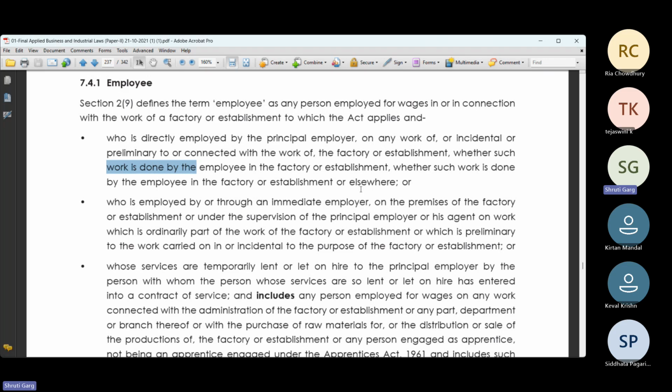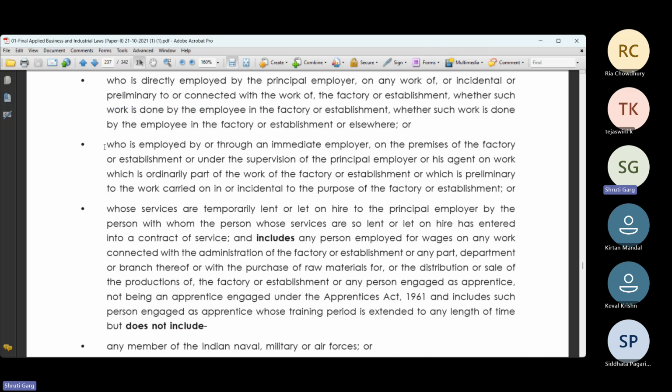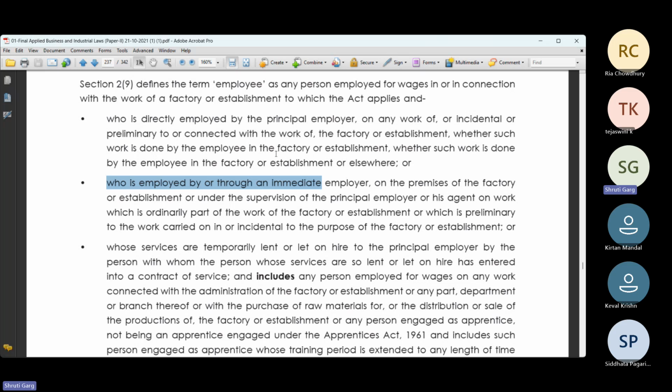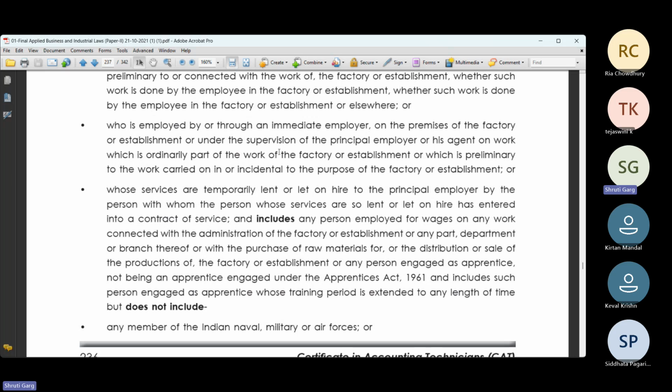No matter, if it is an employee who is directly employed by the principal employer, it will be covered in the definition of the employee. Number 2, the employee who is employed by or through an immediate employer, means contractor, on the premises of the principal employer, means contractor, right? Immediate employer means the one directly employing in the company.